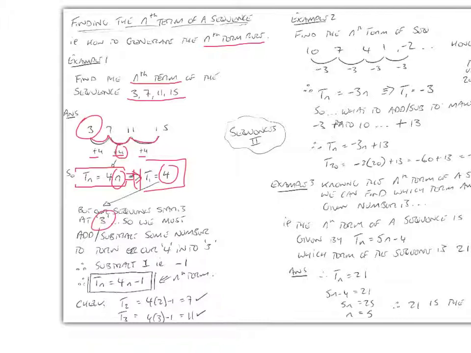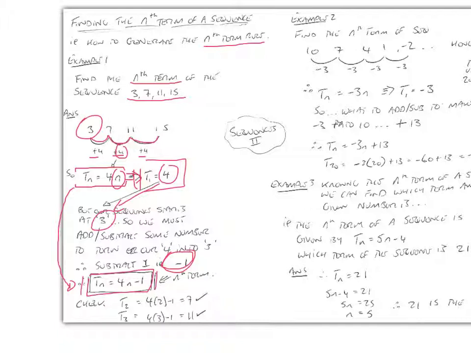And to turn our 4 into a 3, we need to subtract 1. So our true nth term rule, Tn, is equal to 4n, which we started with, but minus this value of 1. And that's the method to generate the nth term rule.